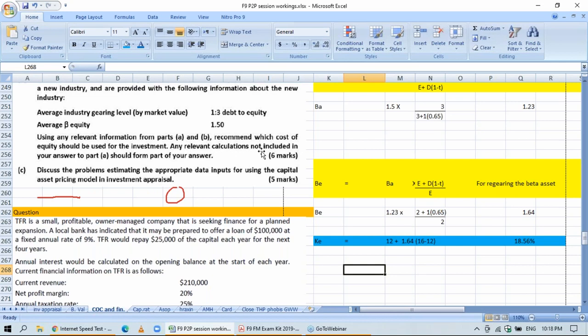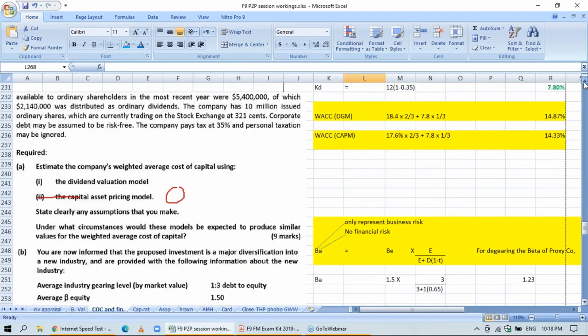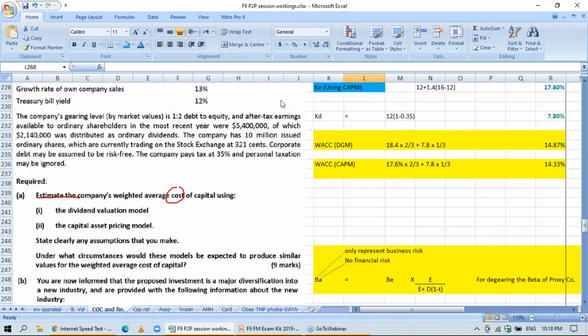Let me take some questions if they have been asked. Tax rate is given 35%. It has been given above. Check. For you to check, I'm scrolling up. It's there. In the second last line, the company pays tax at 35%. 0.65 is 1 minus 35%, 1 minus 0.35. Is it clear, Memuna? Okay.